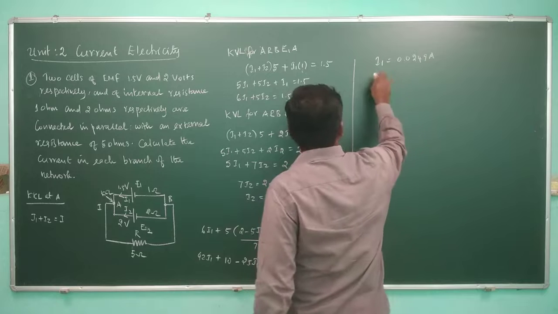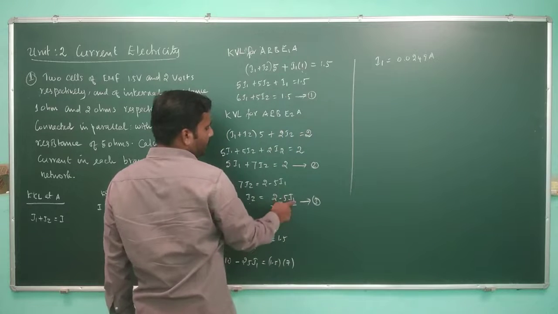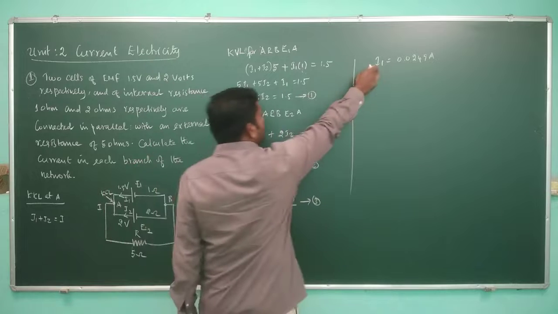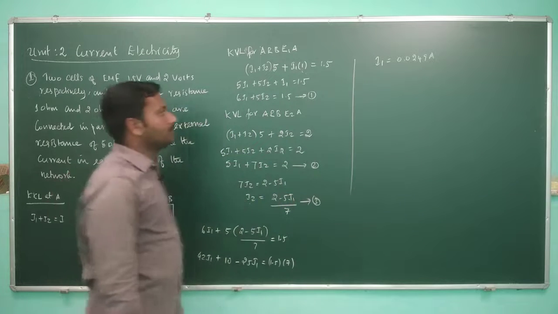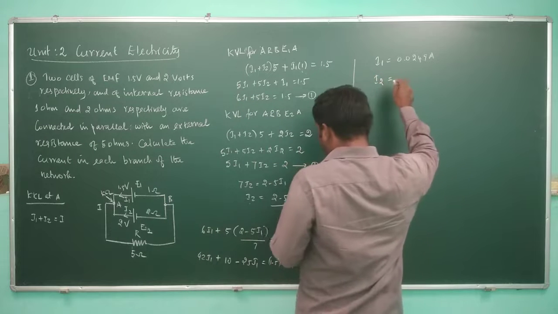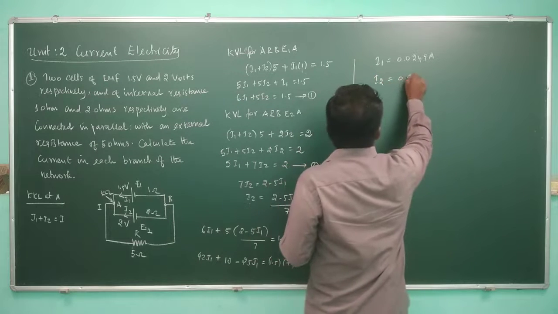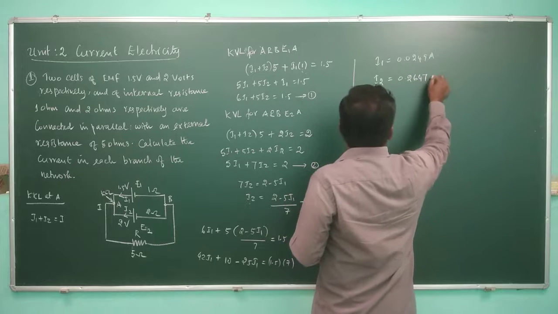Then substituting this value I1 into this equation here, I2 equals (2 minus 5I1) by 7. Substitute this I1 here, you will get I2. So in this way you can get I2. You can substitute, work out and find the value: 0.2647 ampere.